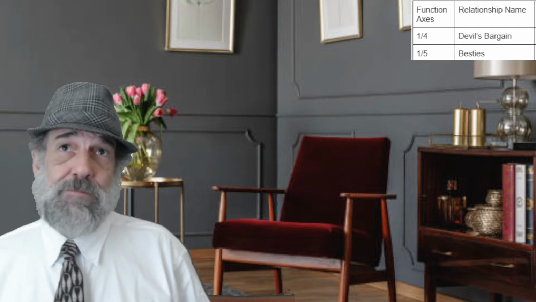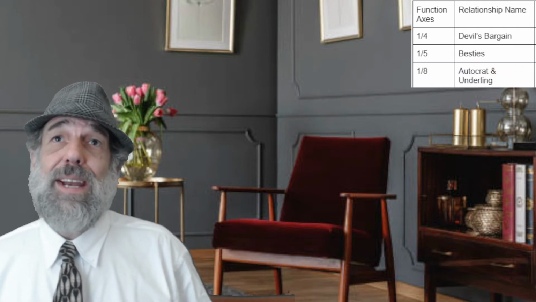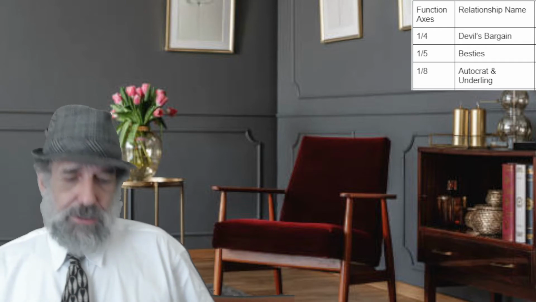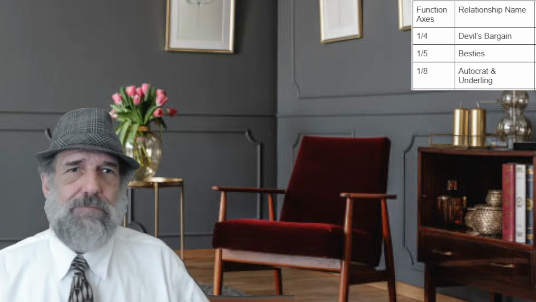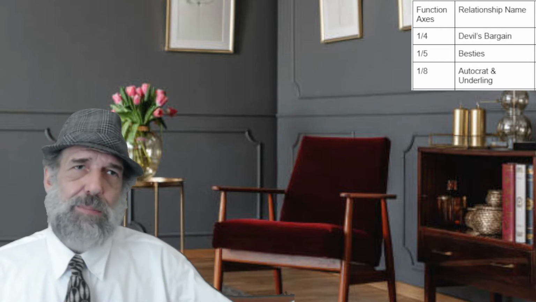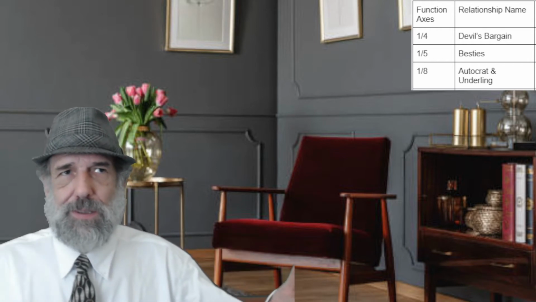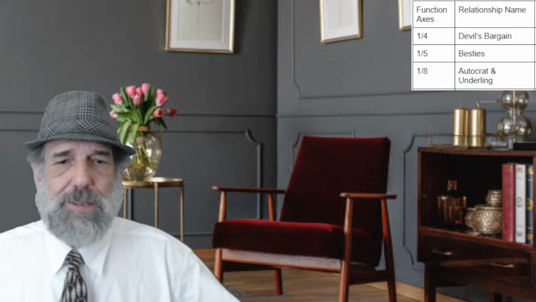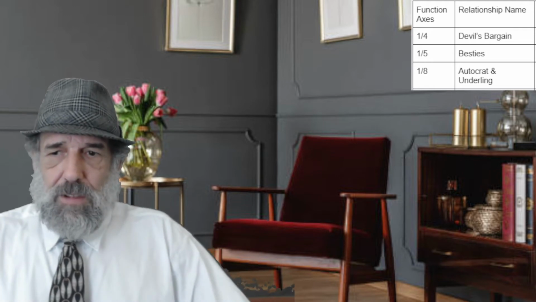Okay, let's go down. 1 and 8 are autocrat and underling. So for an action type like me, I've got an action function 1 and I've got an action function 8. For a knowledge type like Rachel, she's got a knowledge function 1, she's got a knowledge function 8. And this is true for everybody.